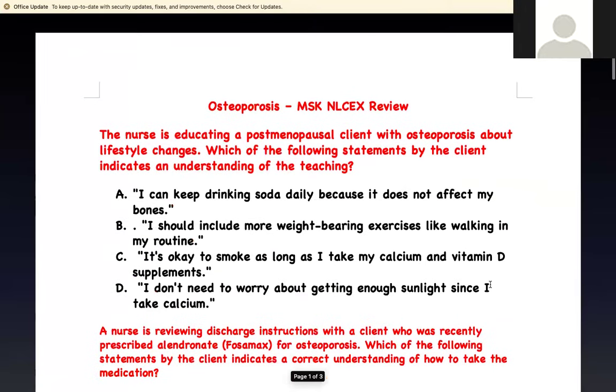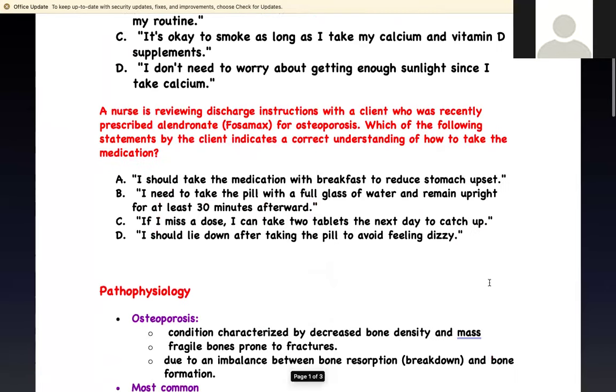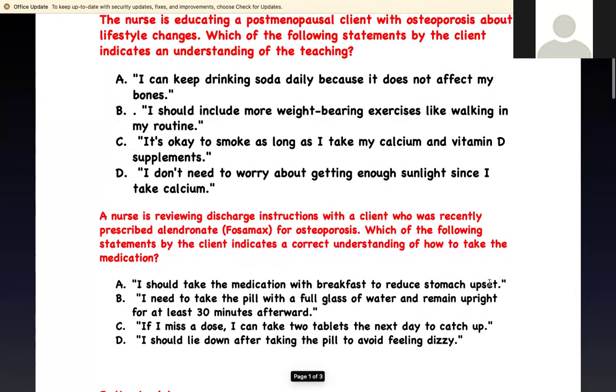So, in other words, a nurse is educating a postmenopausal client with osteoporosis about lifestyle changes. Which of the following statements by the client indicates understanding of the teaching? So I can drink soda daily because it does not affect my bone. Yeah, you should not do that. I should include weight-bearing exercise like walking in my routine. That's good. It is okay to smoke. It's not good. I don't need to worry about getting enough sunlight since I take calcium. That's not true. Vitamin D is needed for calcium absorption. So the right answer for that one is B.